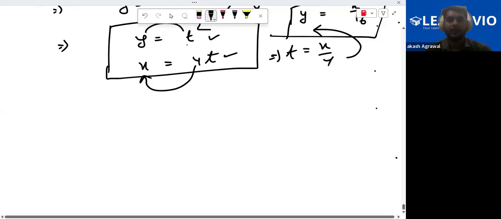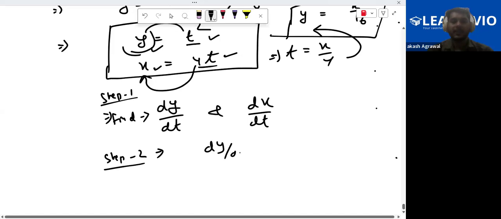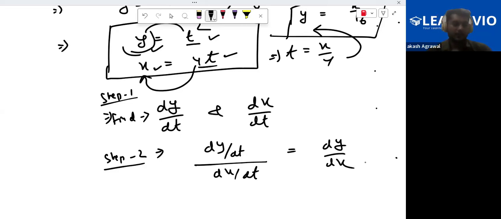Just remember this. Wherever the third variable is, first find the differentiation of y with respect to that, dy by dt. Okay, step one, find dy by dt and dx by dt. Okay, differentiate with respect to t, then differentiate with respect to x. Step two, dy by dt upon dx by dt. Just divide this and what the answer will be is the final answer, dy by dx. Okay, very easy.